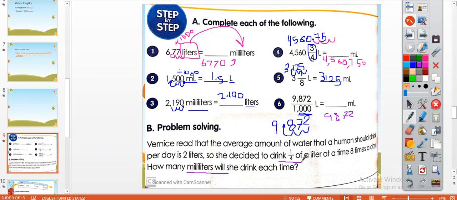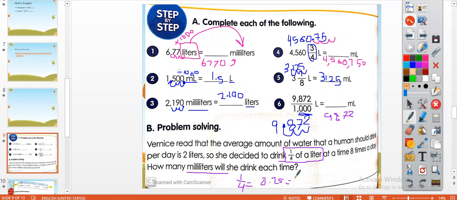Well, it is asking you, 1 over 4 of a liter, how many milliliters is this? So simply you will say 1 over 4 equals 0.25. Yep, I know this. I know that 1 over 4 is 0.25.